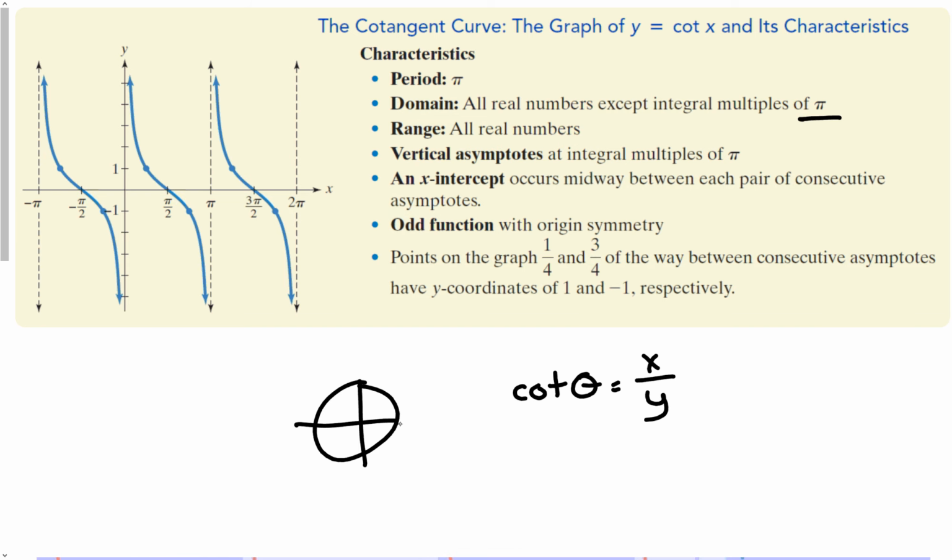Okay, so I think I have a moving picture. I'll show you guys. Go back in a second. So the vertical asymptotes are at integral multiples of pi. The range is still all real numbers. Still, the intercept is halfway between each asymptote. Still an odd function with origin symmetry. Still quarter periods that we're going to use. But now look, as we go left to right, this function goes down.